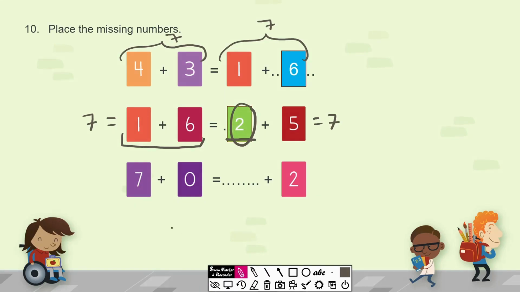Correct. Now, 7 plus 0. Easy. 7. Very nice. Tell me the correct answer. What plus 2 is equal to 7? Yes. Nice. 5 plus 2 is equal to 7. Very good.